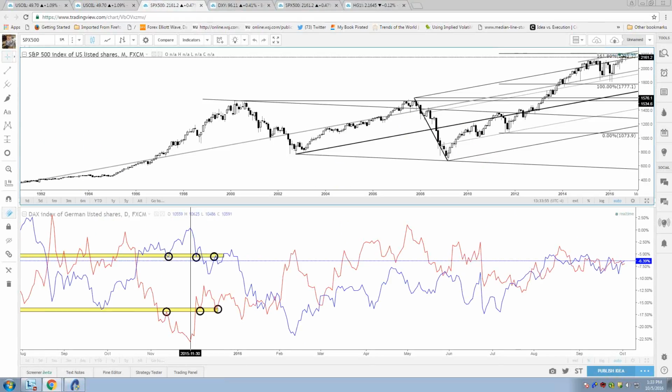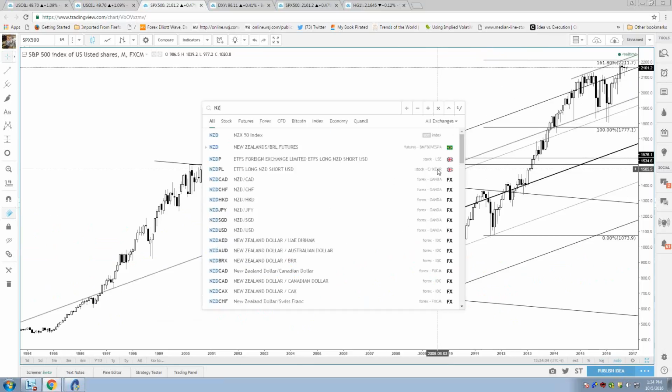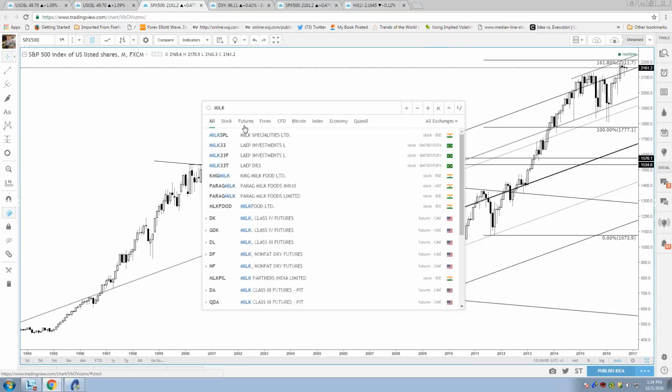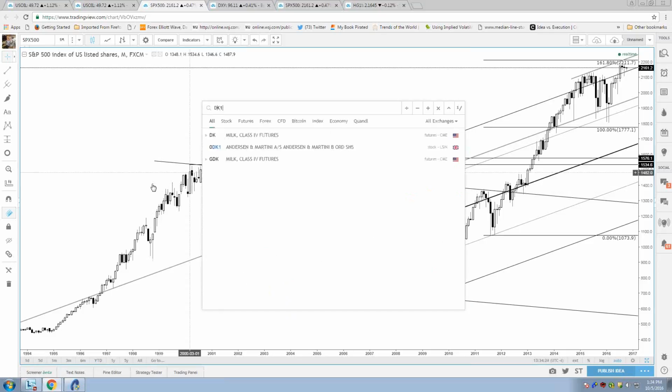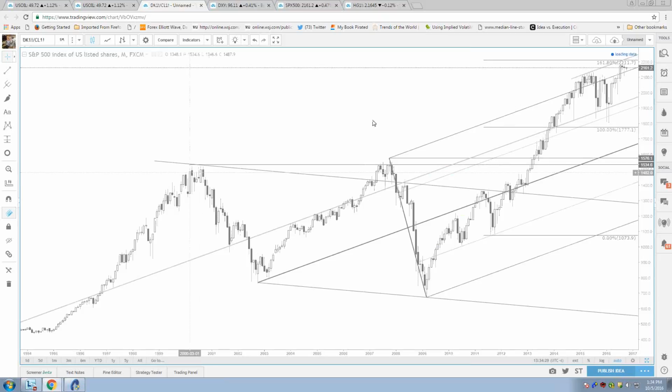Here we go. The two big drivers are going to be milk and, let's see, milk and crude oil. So if we look at milk prices, so dairy prices, as you know, with New Zealand being how important they are. So we're going to look at futures, DK, divided by CL1. So this is milk divided by crude oil. This is the ratio.